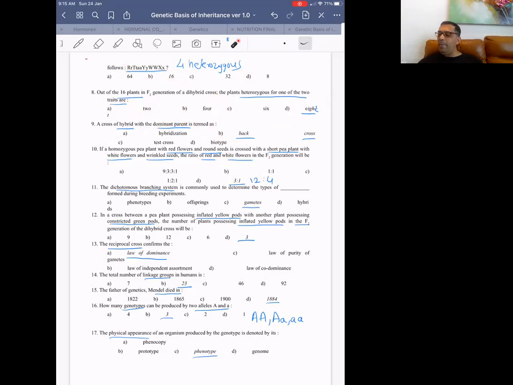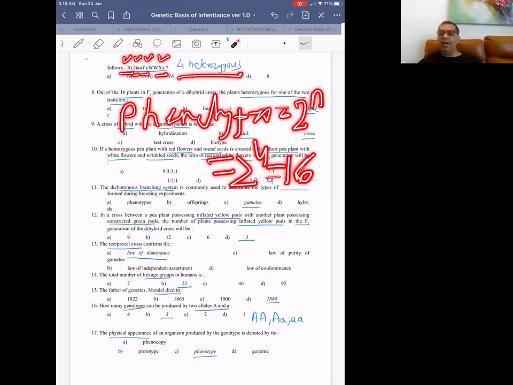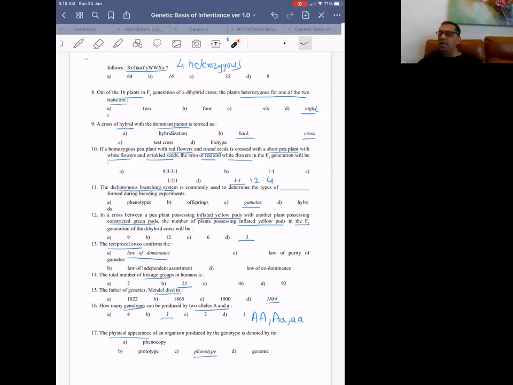कितने अलग अलग phenotype बनेंगे? 16 different types of phenotypes. How many different types of phenotypes are produced? 16 different types of phenotypes. So answer is 16.